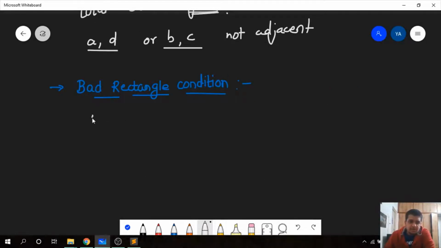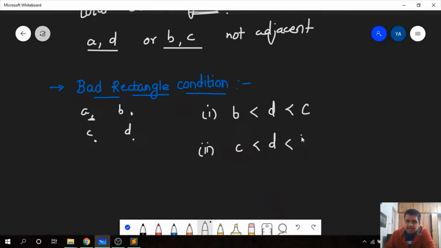So now we have the rectangle A, B, C and D. Now let us fix the point A and just focus on these 3 points. Now we can write a condition like B less than D less than C. So this is condition 1, and the other condition is that C less than D less than B. If you see in these two conditions, no matter where you insert A, it is always a bad rectangle.